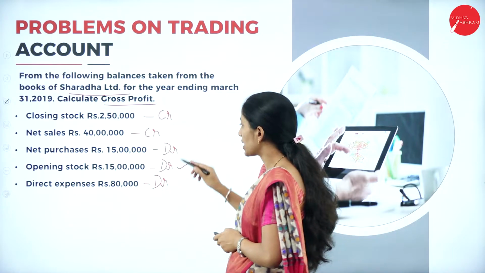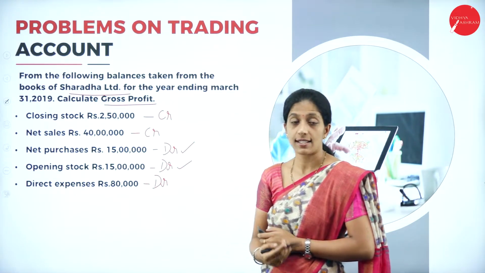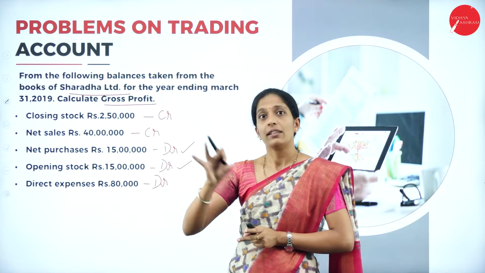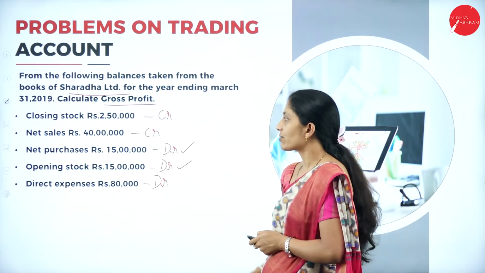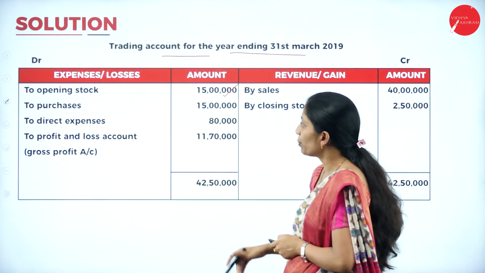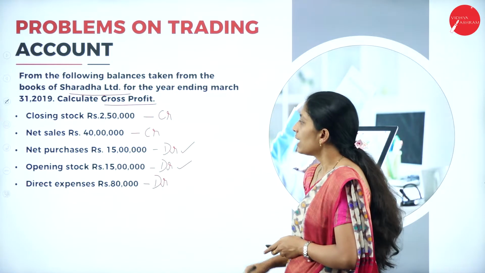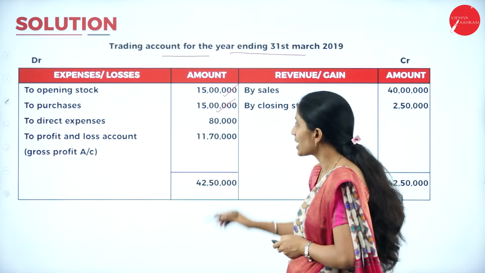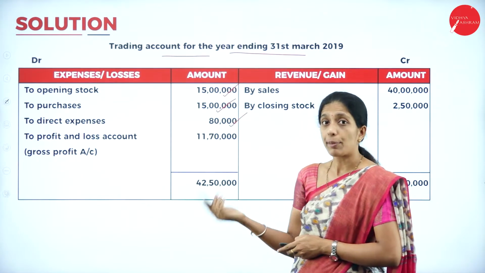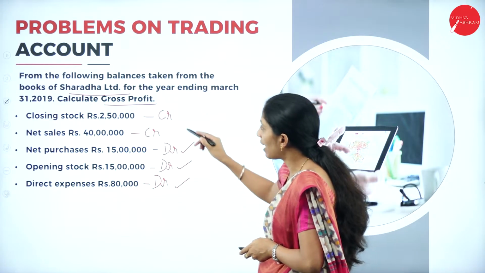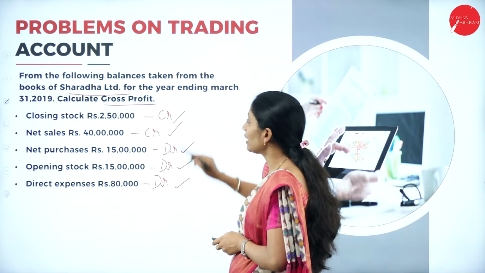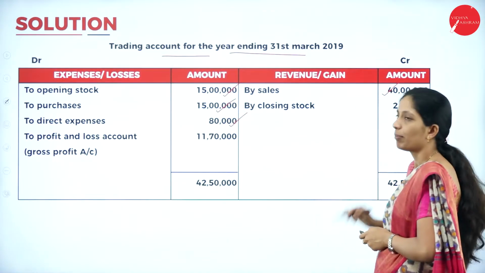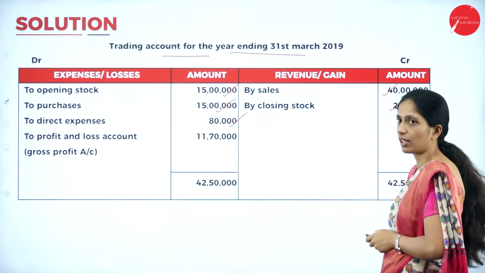Next we have purchase, net purchase, to purchases. But there is no return. Suppose there is return, then less returns, then write in the outer column. Here they have just given purchases. So write to purchases 15 lakh. Next we have direct expenses in the debit side. To direct expenses 80,000. Now coming to the credit side, what are the items we have? By sales, by closing stock. So write those amounts. By sales 40 lakh, by closing stock 2,50,000.